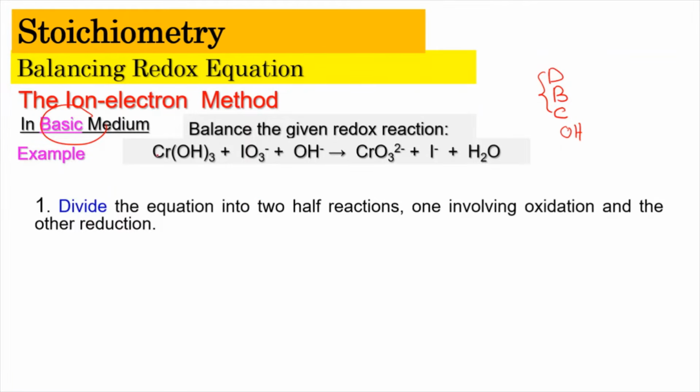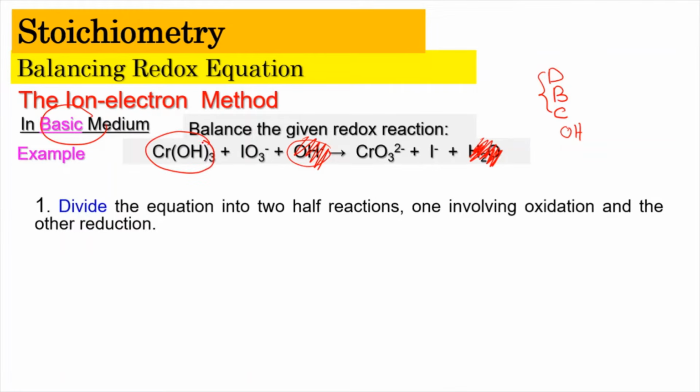As what you can see in the equation, we have Cr(OH)3 plus IO3 minus plus OH minus in order to produce CrO4 2 minus plus I minus plus water. The OH minus here refers to a basic medium, so you can ignore that, and the H2O can also be ignored because it is in the solution containing basic medium. Now you're going to divide the equation according to its respective species.